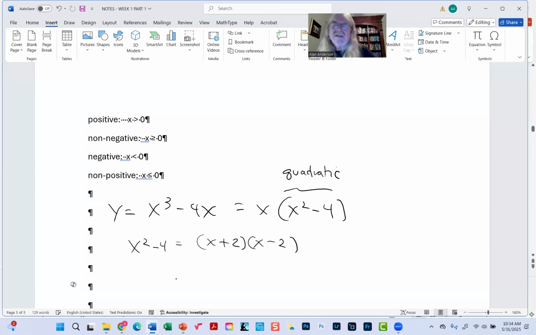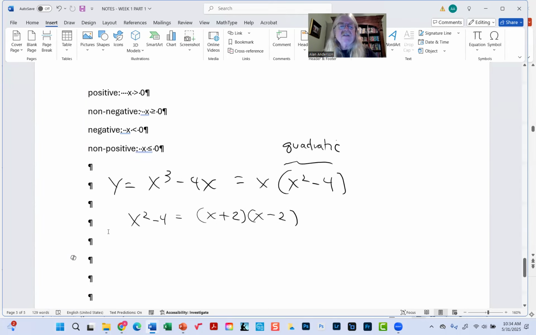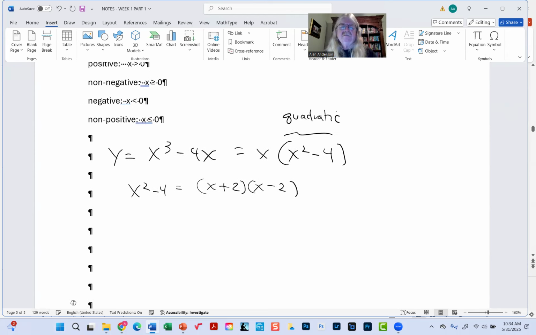So by factoring, I mean, this one is so simple, right? You can just see for yourselves that it's x plus 2 times x minus 2. But let's say you said, I don't understand how this works anymore. I've forgotten how to factor. Let's try the quadratic formula.